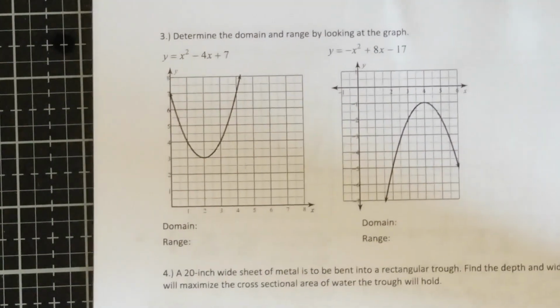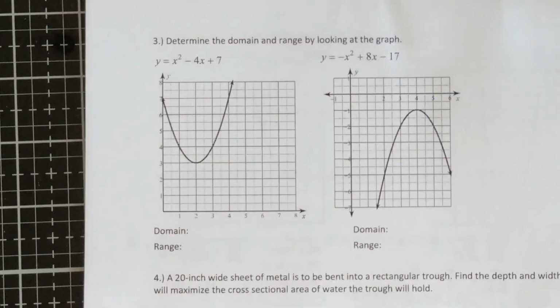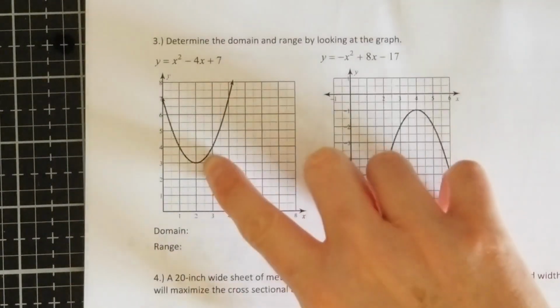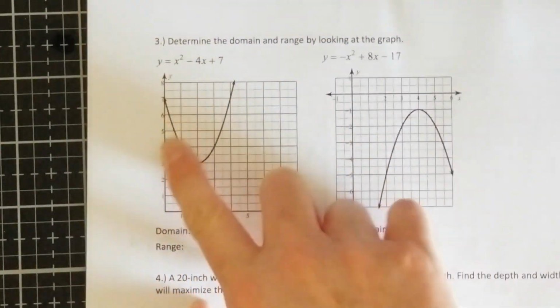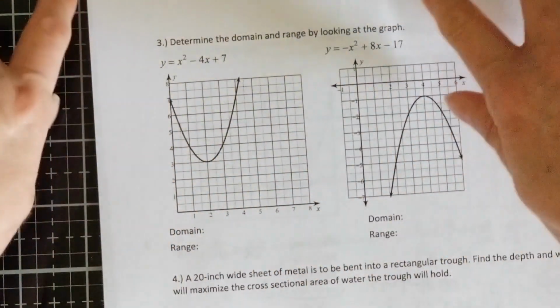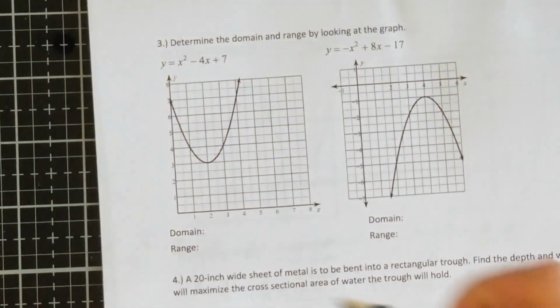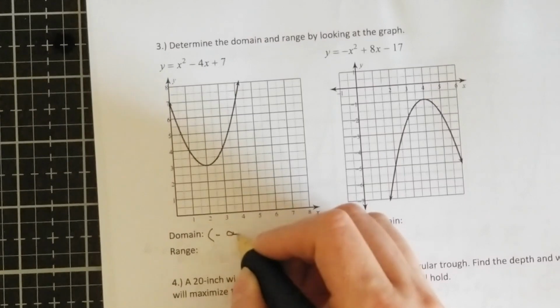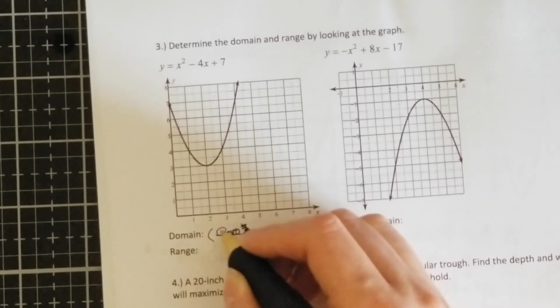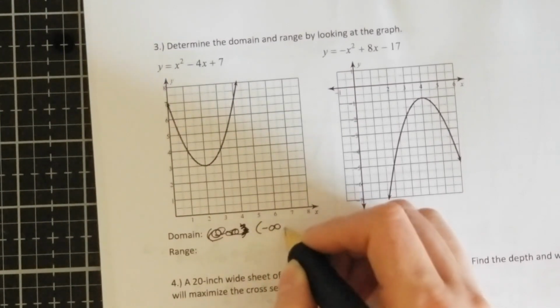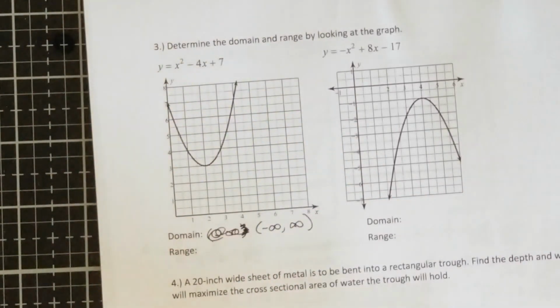Okay, question number 3. Determine the domain and the range by looking at the graph. So the domain on the first one, because this would extend out to infinity and this would extend to -infinity, and it would just keep getting larger on both the sides. Your domain is -infinity to infinity.